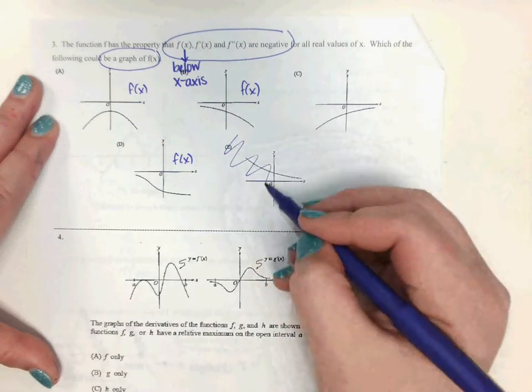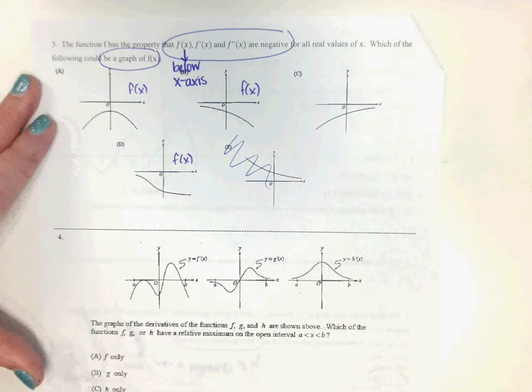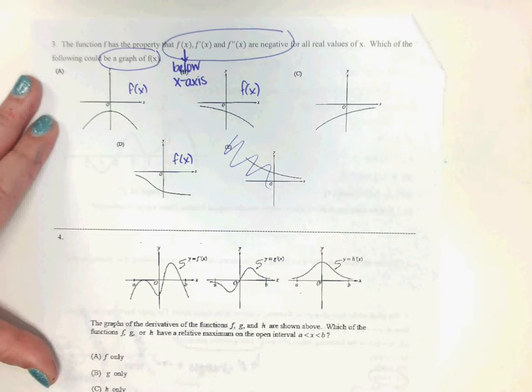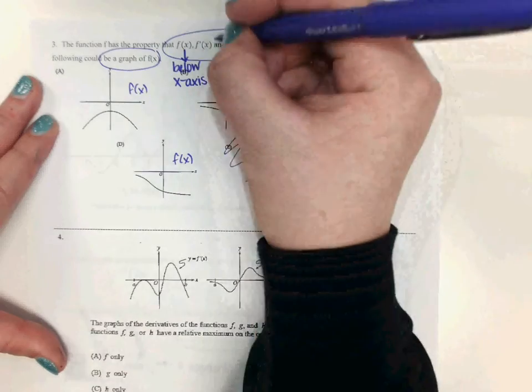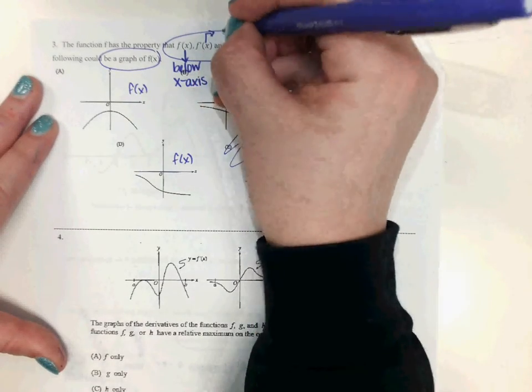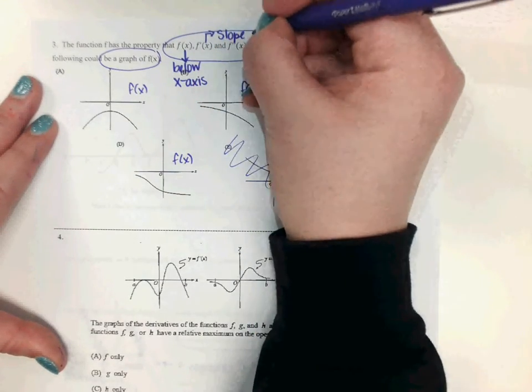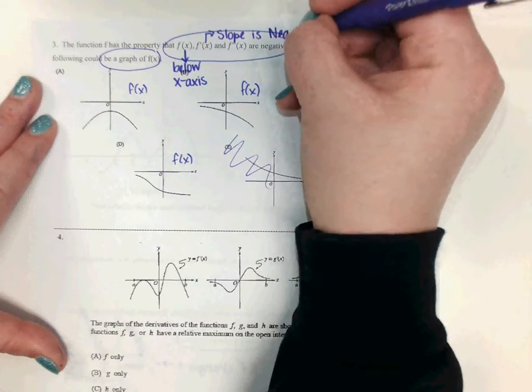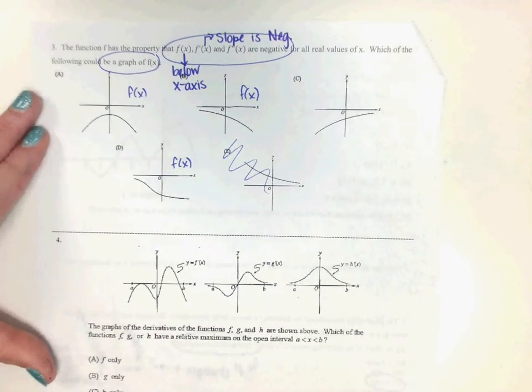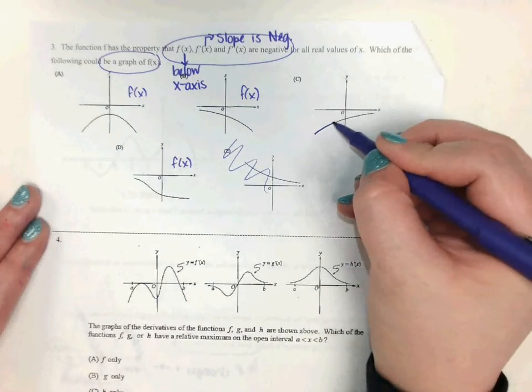Which graph is not below the x-axis the whole time? E. Okay, second part, f prime has to be negative. What does that tell me? f prime negative means the slope is negative. So look at your graph. Which of those graphs does not have an always negative slope? Okay, A and C, both of them, good. Okay, C is uphill the whole time.